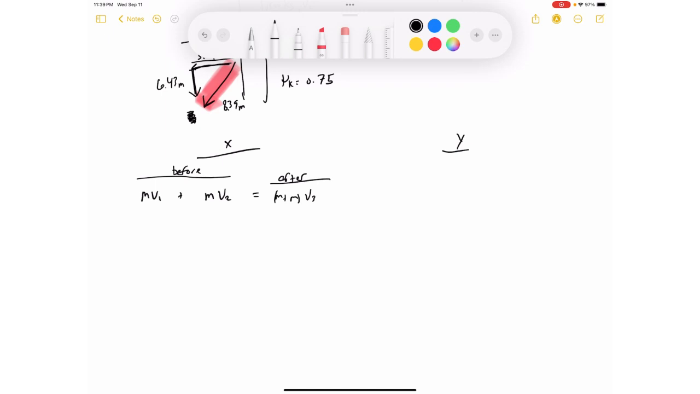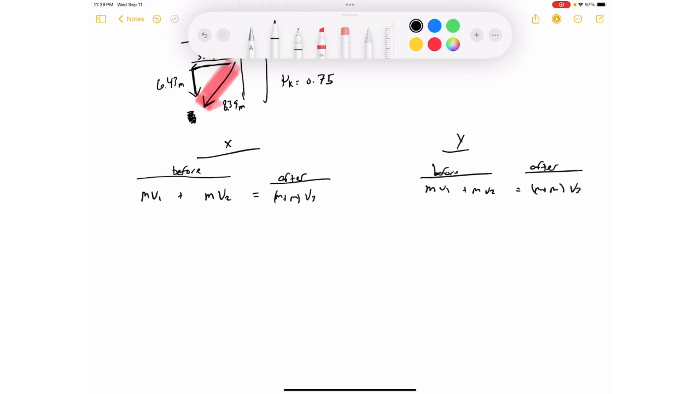Okay, and then the same thing is over here in the y. So we can say mass, well, there's a before collision, and then there's an after collision. Okay, so I'll say m v1 plus m v2 is equal to m plus m v3.